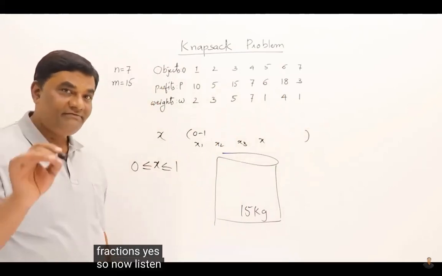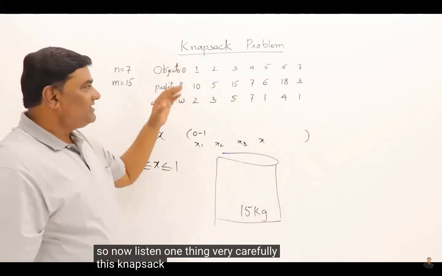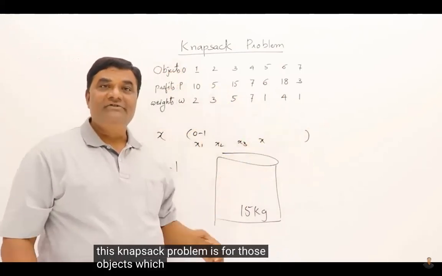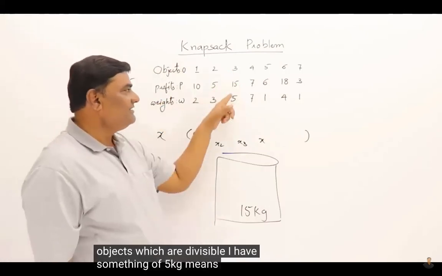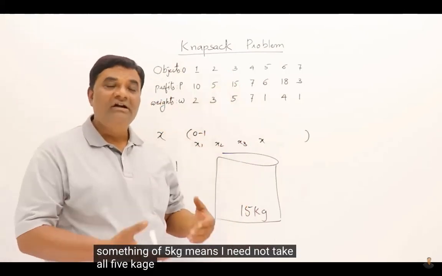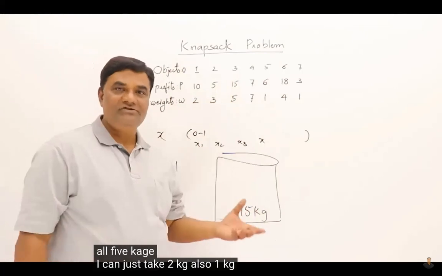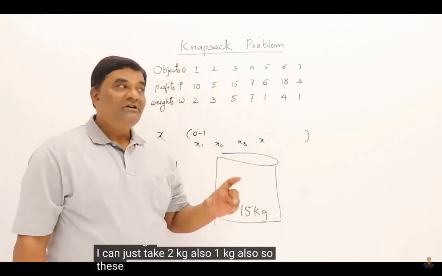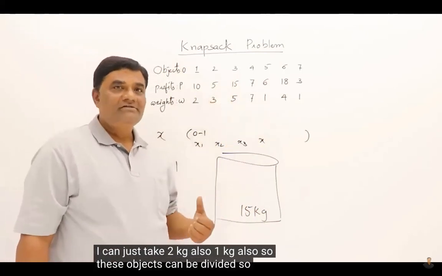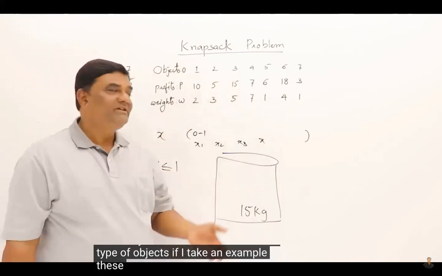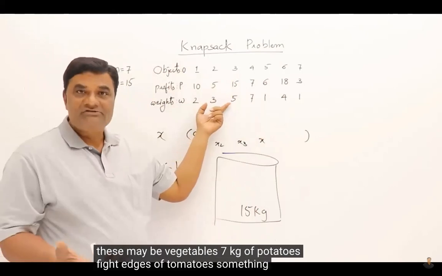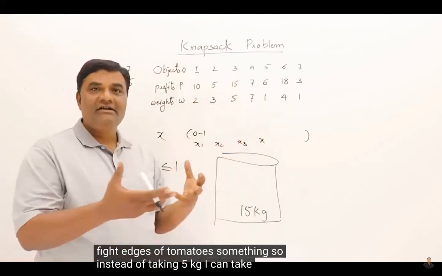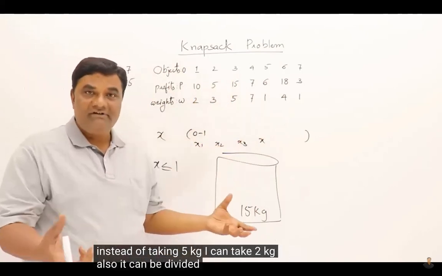Yes. So now listen one thing very carefully. This knapsack problem is for those objects which are divisible. I have something of 5 kg means I need not take all 5 kg. I can just take 2 kg also, 1 kg also. So these objects can be divided. So what type of objects? If I take an example, these may be vegetables. 7 kg of potatoes, 5 kg of tomatoes, something. So instead of taking 5 kg, I can take 2 kg also. Means it can be divided.